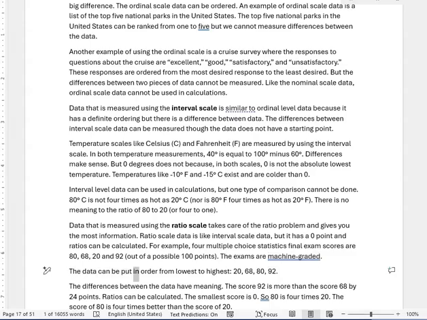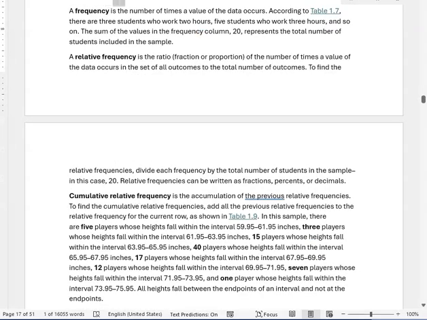The data can be put in order from lowest to highest, 20, 68, 80, 92. The differences between the data have meaning. The score 92 is more than the score 68 by 24 points. Ratios can be calculated. The smallest score is 0. So 80 is 4 times 20. The score of 80 is 4 times better than the score of 20.